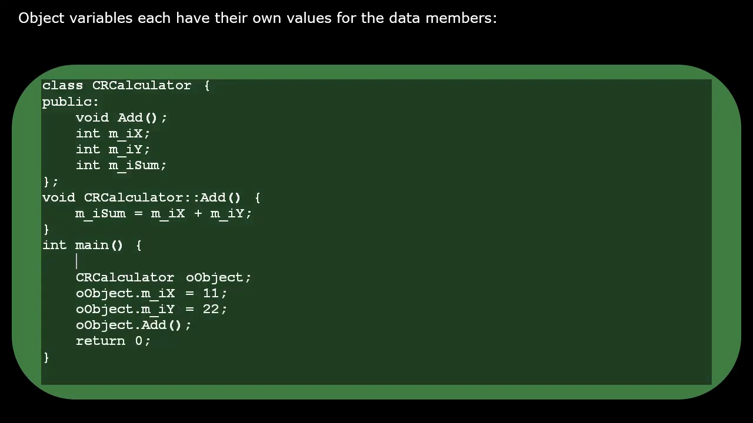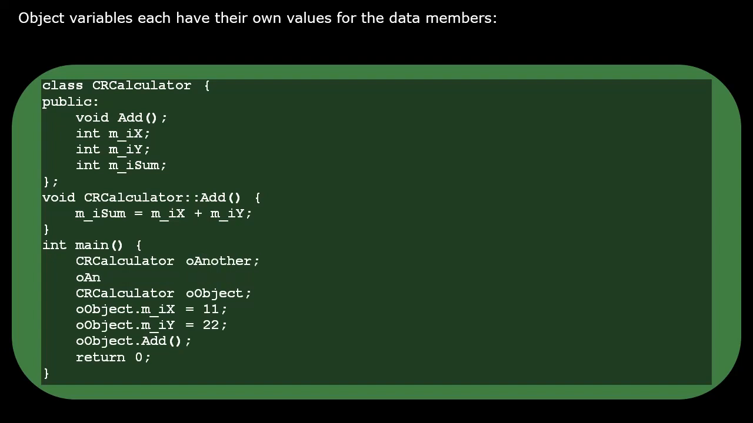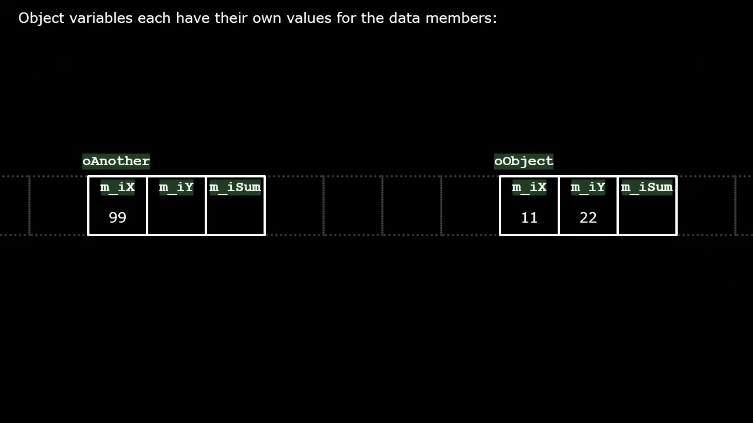The same class can be instantiated multiple times. These two object variables have their own separate values for their data members. Imagine the computer's memory as being the land of the earth. Each object is given its own separate territory, carved out within that land.